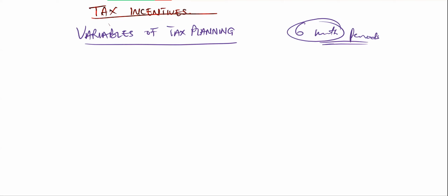Before we look at tax incentives, we have to look at the variables of tax planning. We can call them the variables or maxims of tax planning, or the principles that make tax planning possible. What are these principles? There are four main principles.